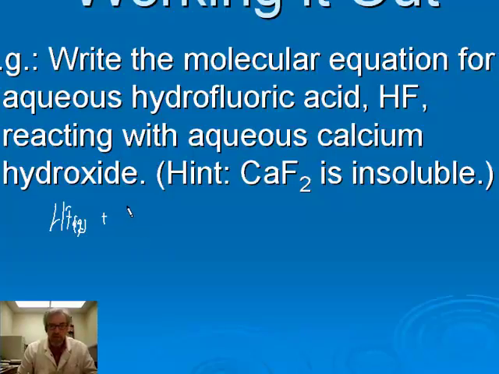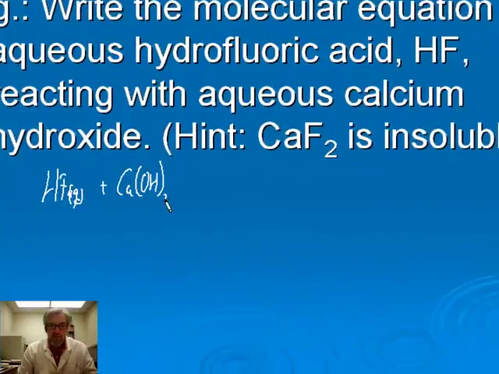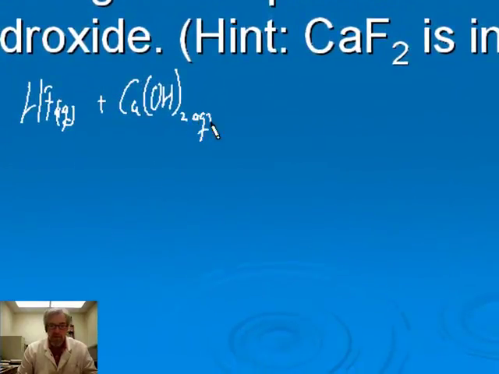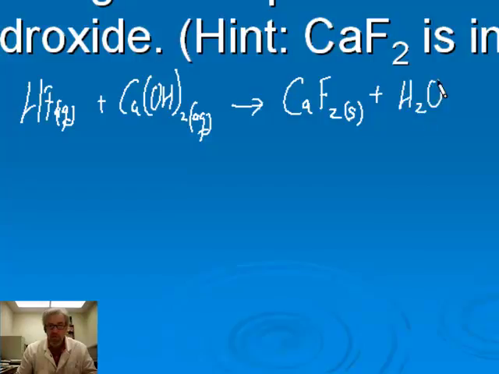Calcium's 2 plus, hydroxide's 1 minus, so there's the correct formula. Aqueous, and they're going to produce calcium fluoride as one product. Calcium's 2 plus, fluoride's 1 minus, so CaF2. And this is insoluble, so we know that's going to be a solid. And then the other product would have to be hydrogen with hydroxide. Well, that's just water, HOH or H2O, which is implied to be a liquid.